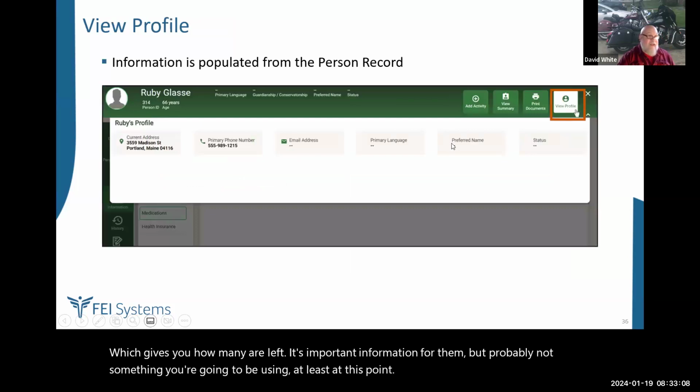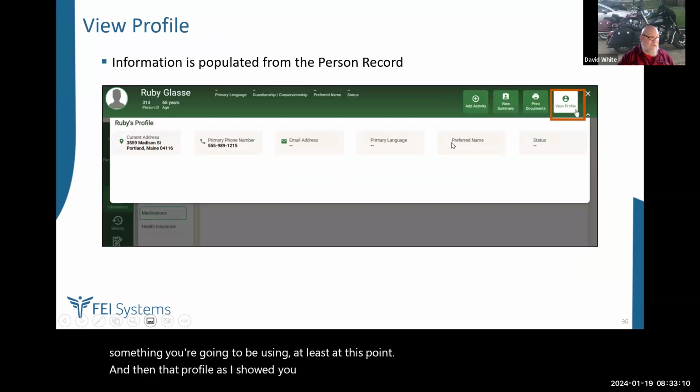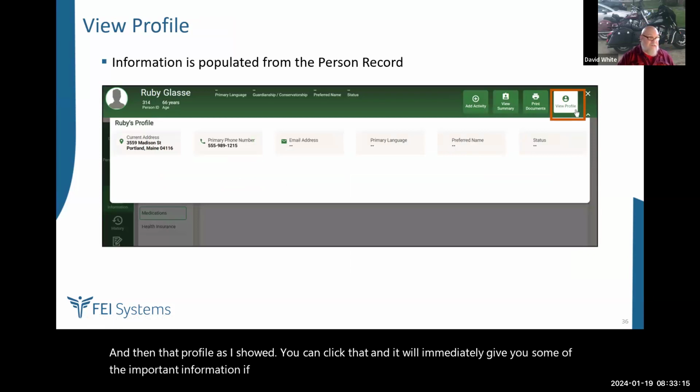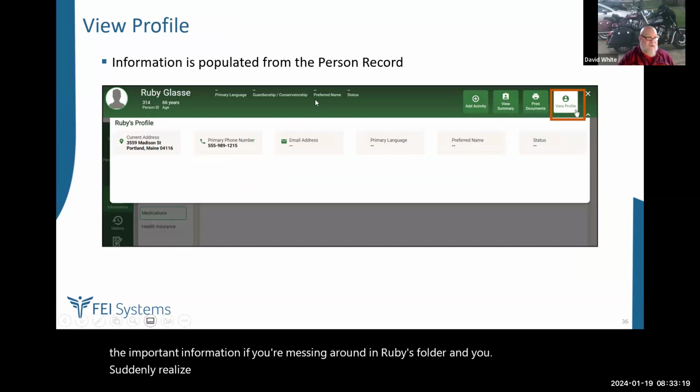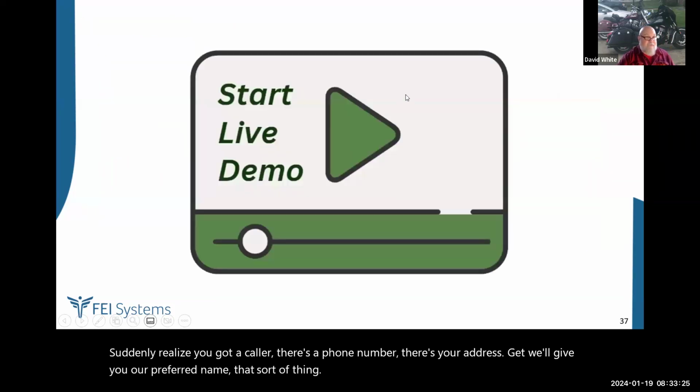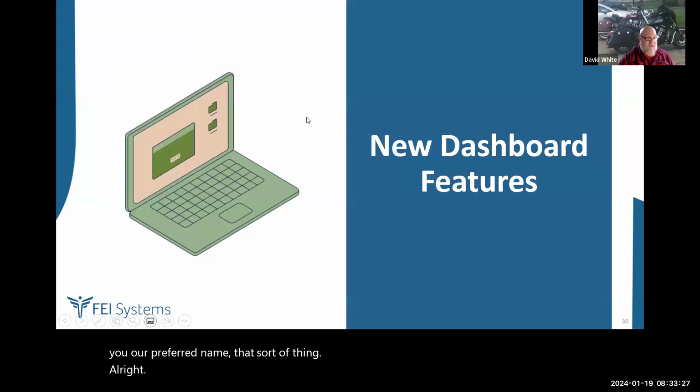And then that profile, as I showed you, you can click that and it will immediately give you some of the important information. If you're messing around in Ruby's folder and you suddenly realize you get a caller, there's her phone number, there's her address. It will give you her preferred name, that sort of thing. Right. We kind of looked at that.